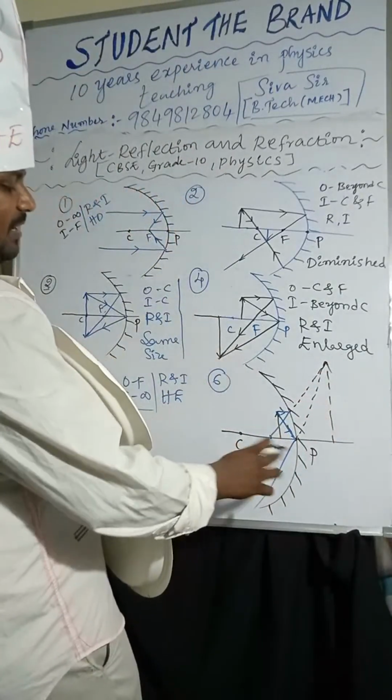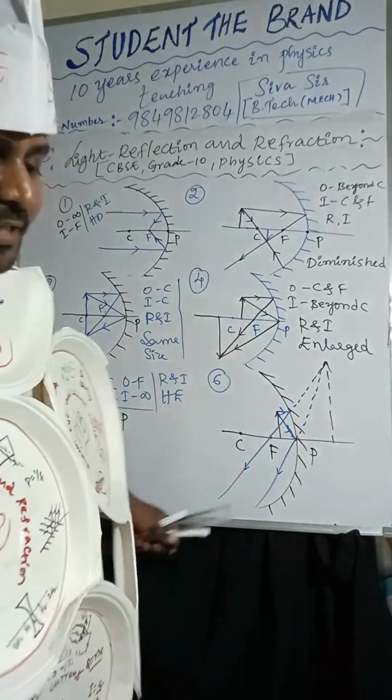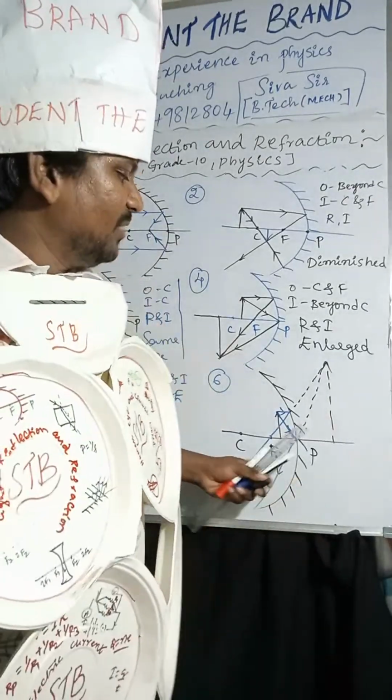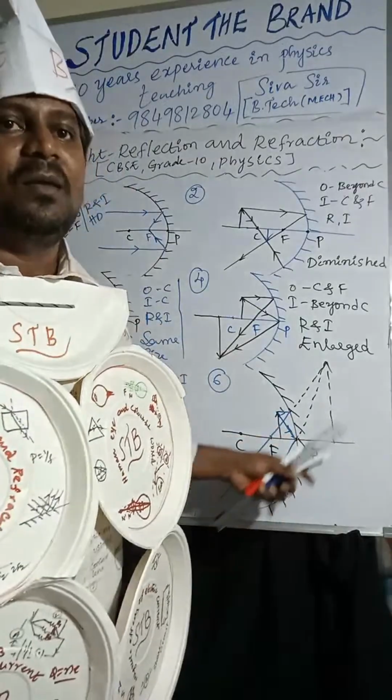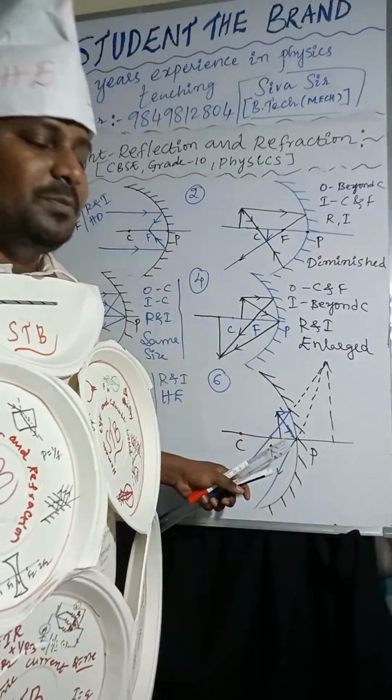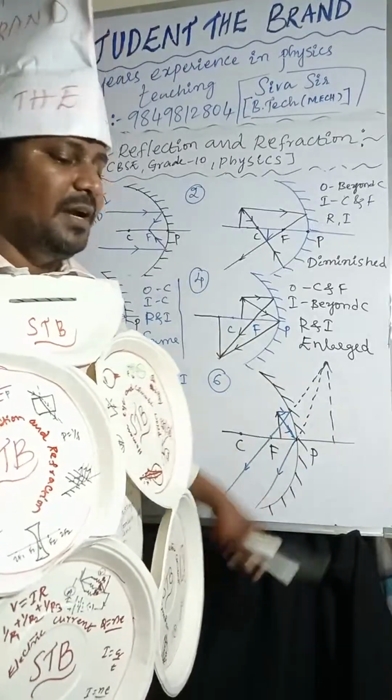Object is placed between F and P. So the image will form behind the mirror.